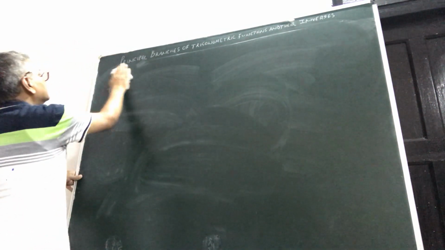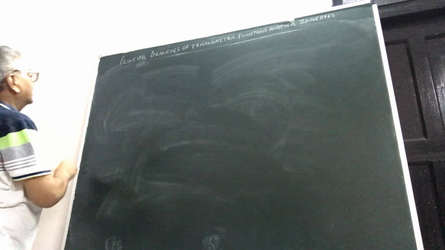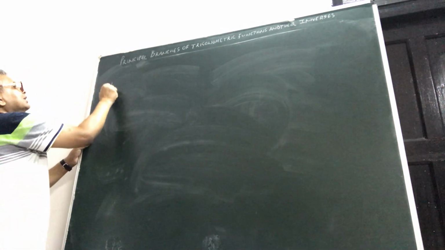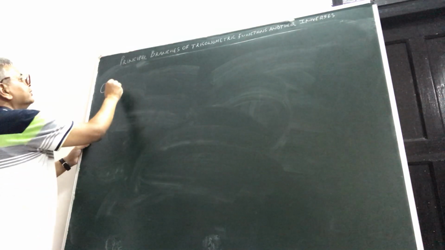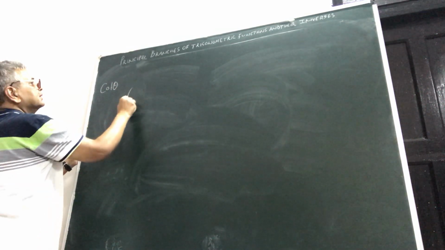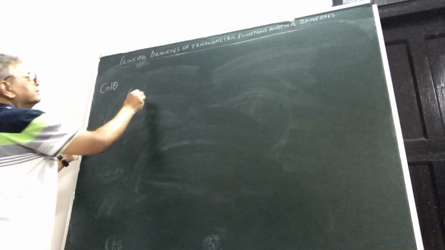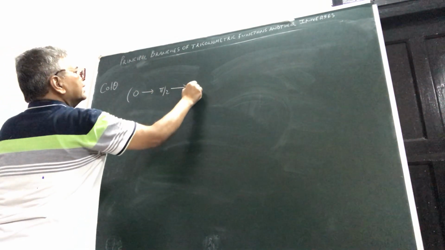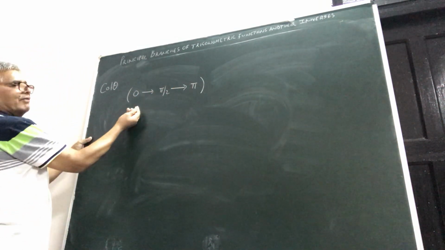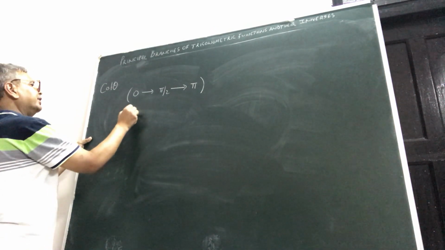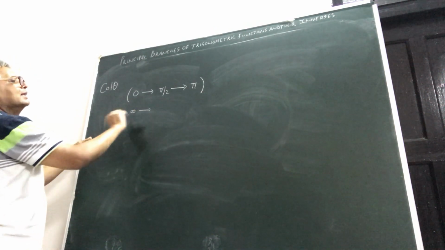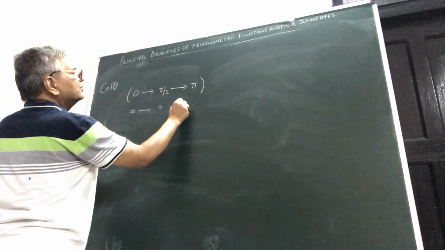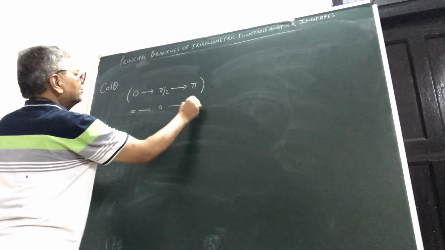So cot x and that of cot theta. You know what this is. Its principal branch is what? 0 to pi, open on both sides. And what are the values it acquires? At 0 it is plus infinity, and then at pi by 2 it comes to 0, and then here it becomes minus infinity.